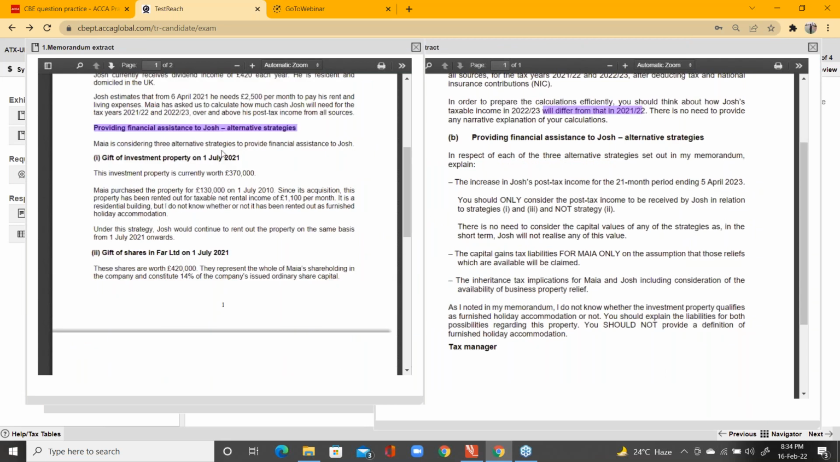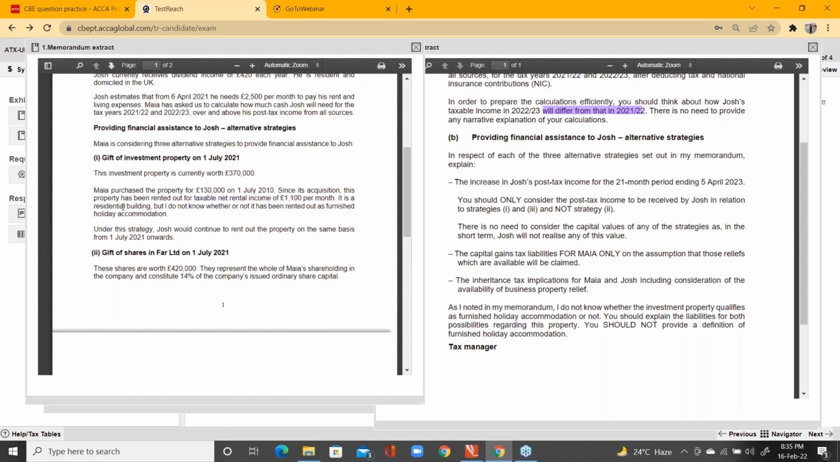Maya is considering 3 alternative strategies to provide financial assistance to Josh. Number 1, gift of investment property. The relevant date is very important: 1st July 21. The fiscal year started on 6 April, but April, May and June have passed, so it's the 4th month, the gift of investment property. This investment property is currently worth 370. Maya purchased the property for 130 on 1st July 10. Since its acquisition, this property has been rented out for taxable rental income of 1100 per month.